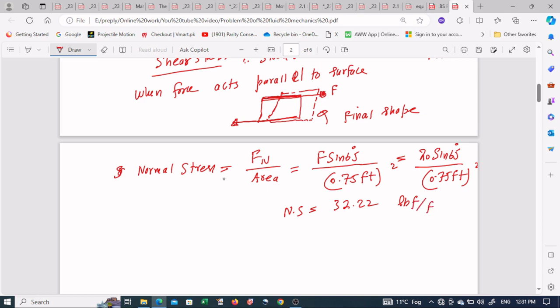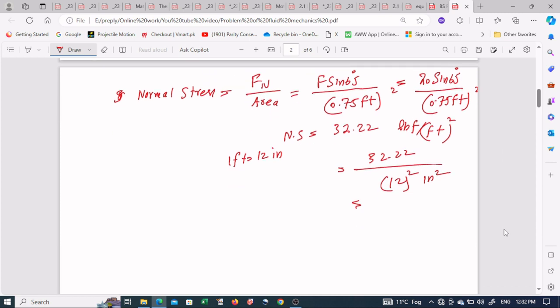pound per feet square. If we want to convert feet into inches, we know that 1 feet is equal to 12 inches. So we just divide 32.22 by 12 square, because this is feet square, we convert into inches square by dividing by 12 square. So our final answer will be 0.22 pound per inches square.